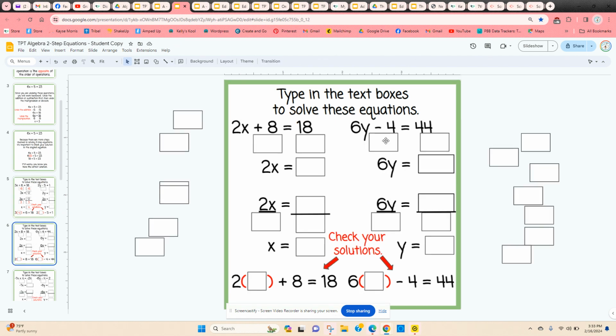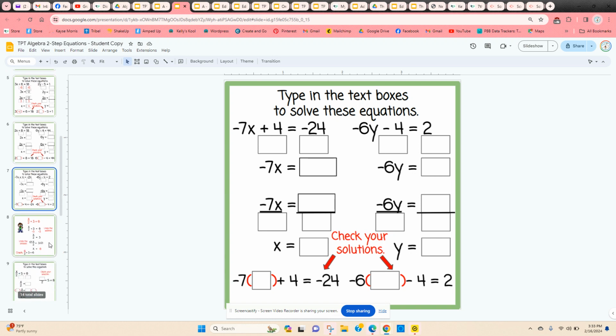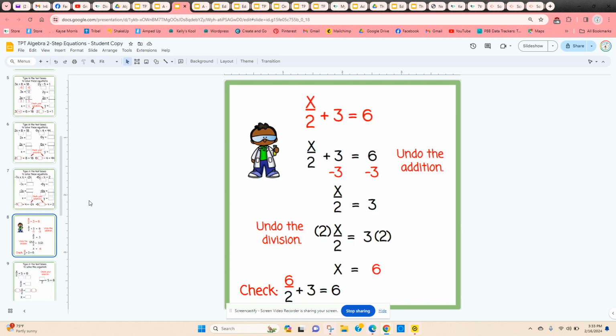So here they've got some with subtraction. So to undo the subtraction, they're going to add 4 to both sides. And then here they have to divide by a negative. And then it shows what to do if you have an equation like this that is a division plus a number. So the first thing they want to do is undo that addition.